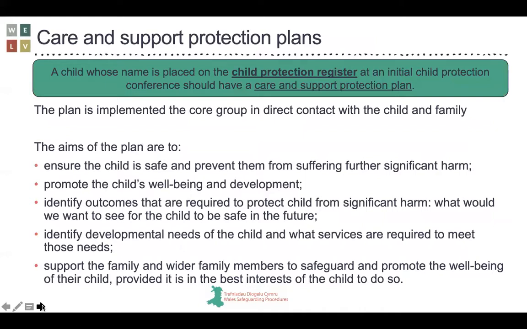So to the plan itself. The plan, as we've said, is implemented by the core group in direct contact with the child and family. The procedures set out that the aims of the Care and Support Protection Plan are to ultimately ensure the child is safe and prevent them from suffering further significant harm, but that we are promoting the child's wellbeing and development and identifying outcomes that are required to protect them from harm, but to improve that daily lived experience and to help the child to achieve their personal outcomes and what matters to them.